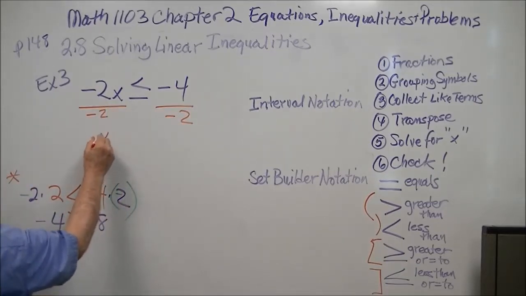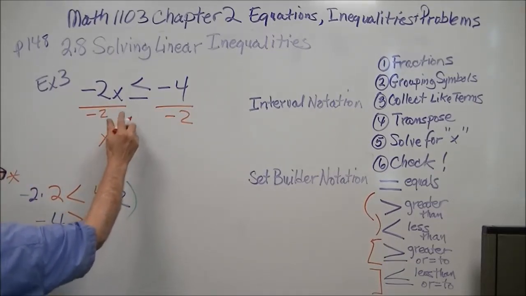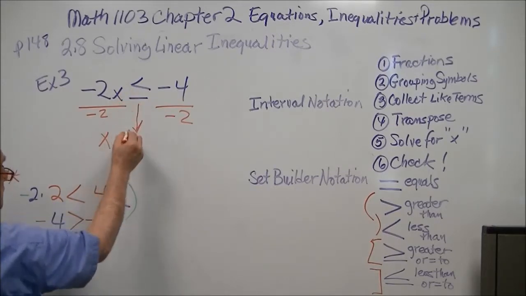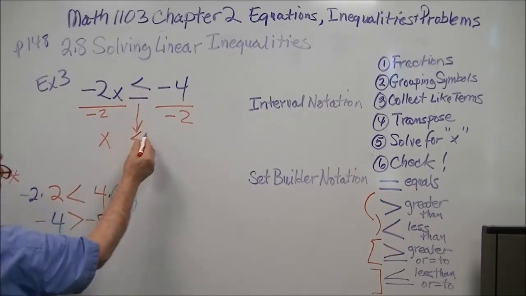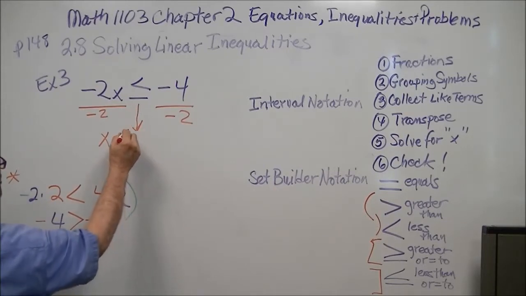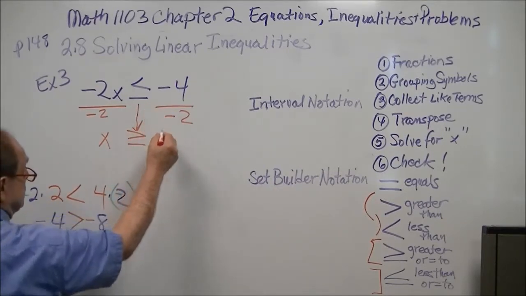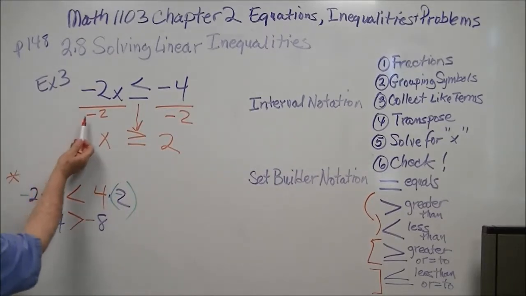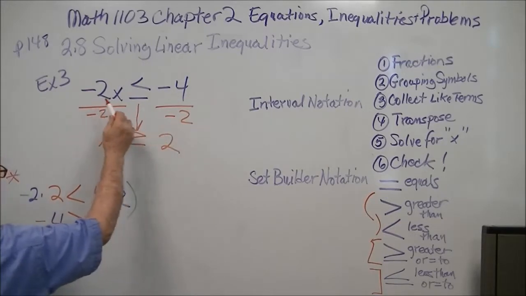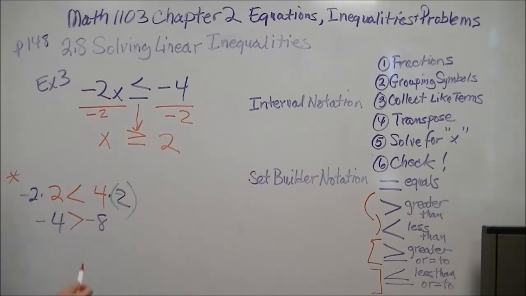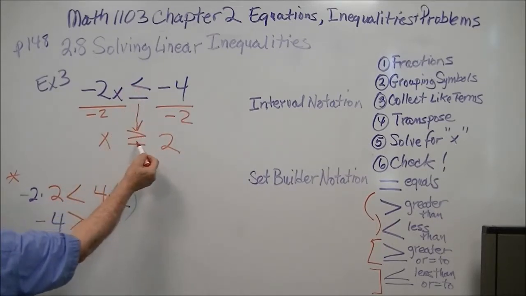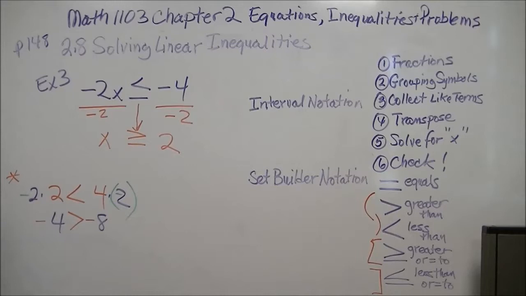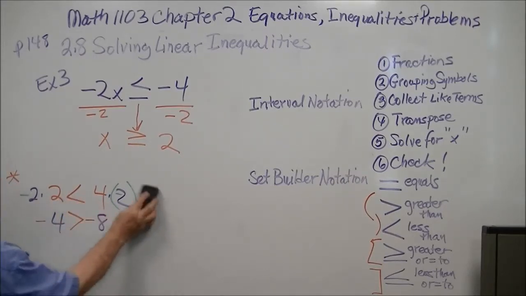Now this will become an x, but in order to keep this true, we have to reverse that. That will now become, oh, I didn't reverse it, greater than or equal to 2. When we divide by a negative or multiply by a negative, in order to keep the inequality true, we have to reverse the direction of our inequality sign. This is the proof of it here.